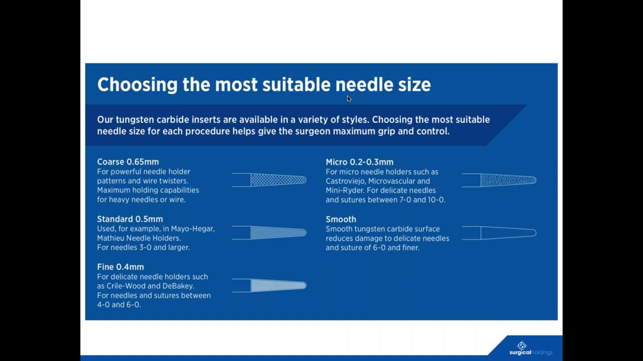And then slightly coarser jaws will be used on needle holders such as the Mayo Hagar, as we've mentioned, Crile-Wood. And as manufacturers, when you're manufacturing needle holders, obviously you have to make sure it's got the right jaw that's suitable for the job as well. That's very, very important.